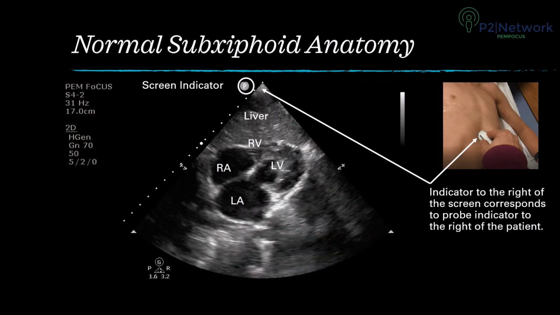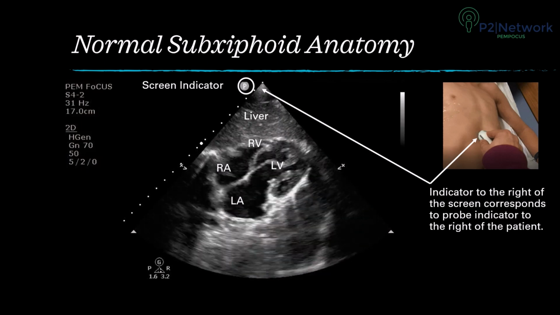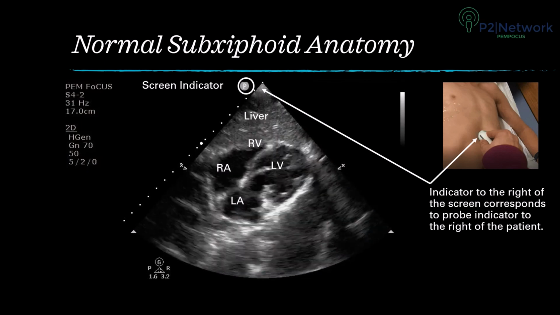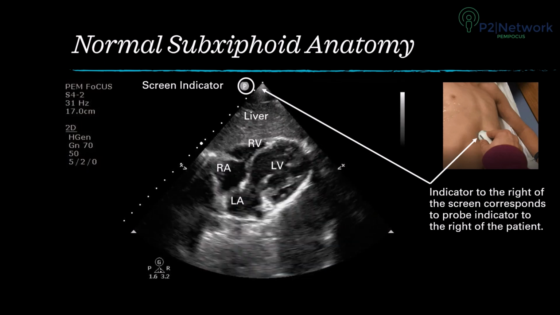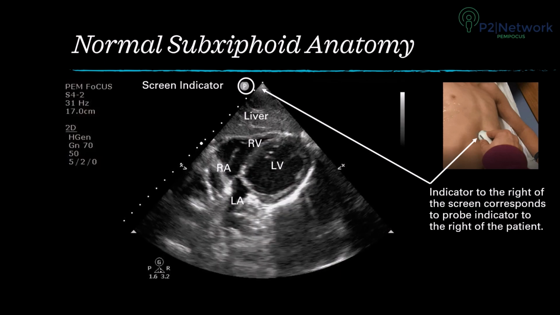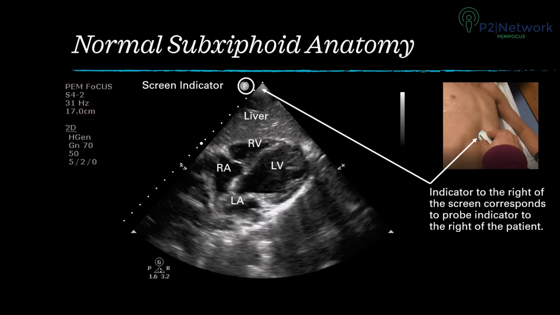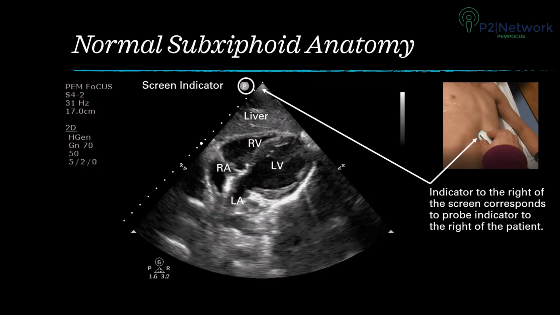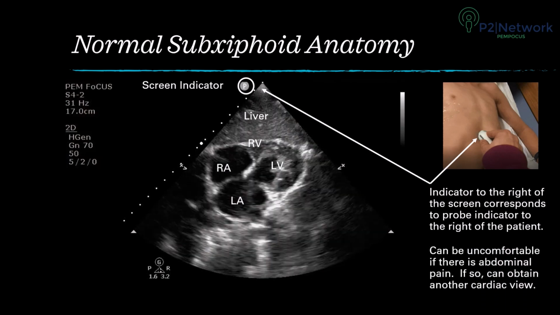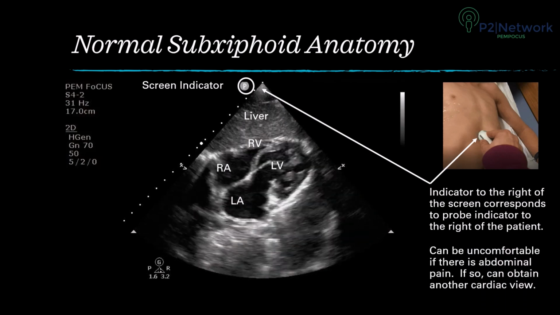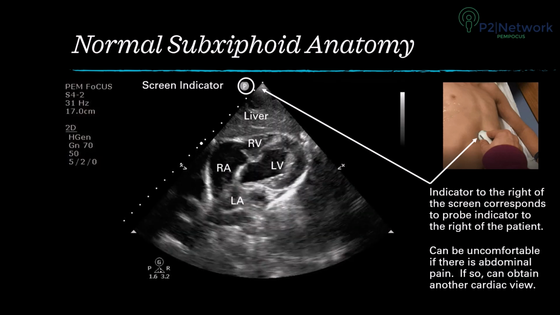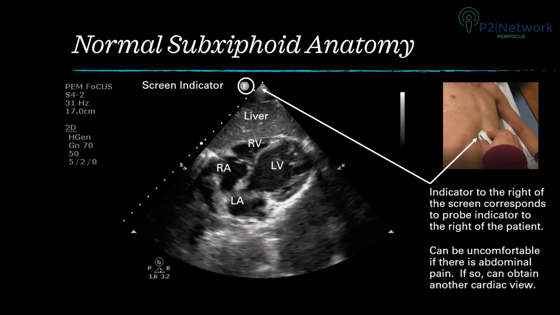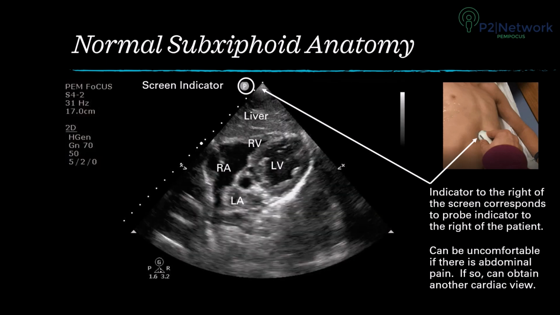This is the typical subxiphoid view. You can see the chambers listed here with the LV being the left ventricle, RV being the right ventricle, RA being the right atrium, and LA being the left atrium. You often have to flatten the probe against the patient's abdomen, which can be uncomfortable if they have abdominal pain, in which case you may have to try a different view of the heart. This view does not show an effusion in still, but we are not fanning here.